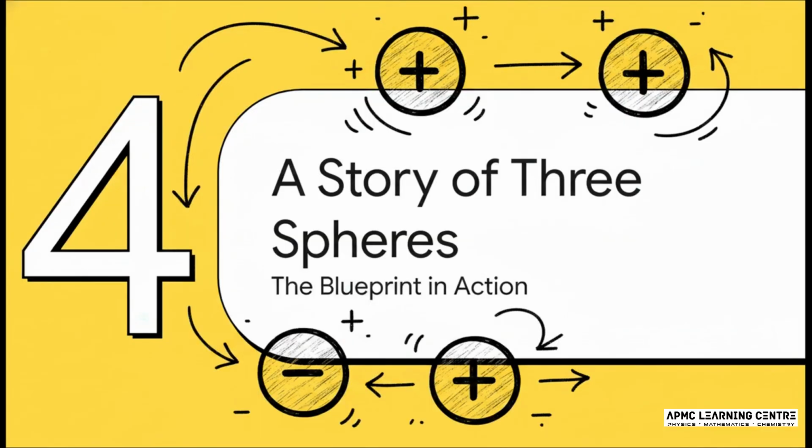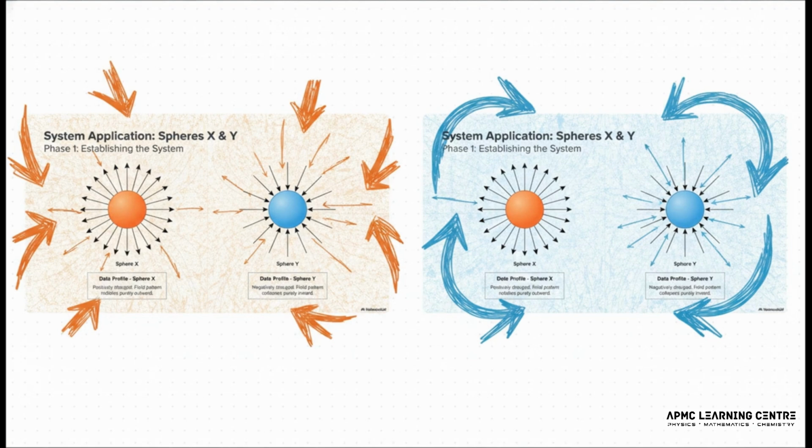Okay, theory is great and all, but let's put this stuff to the test. Let's see how these blueprints actually predict what happens in the real world. We're going to walk through a quick little story, the case of 3 charged spheres. This is where all our rules come together. So let's meet our first 2 players.